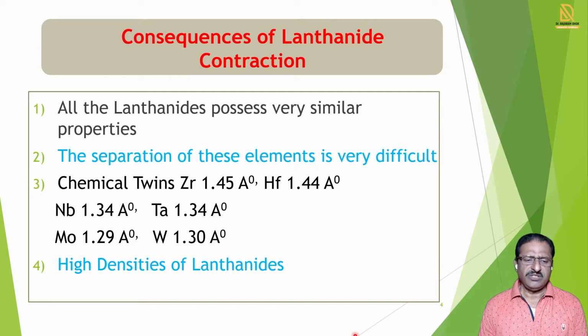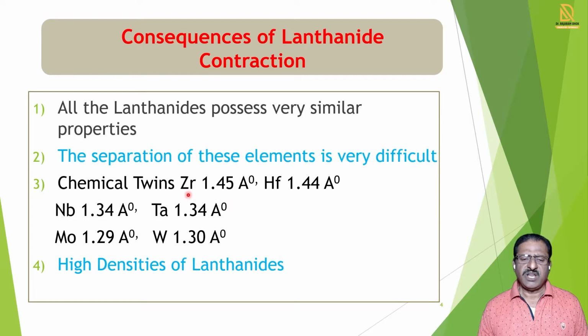Now the third effect of the lanthanide contraction is that some chemical twins are observed. You know twins means two different elements show the same type of property, and that is called twins. In animals also there are twins, in humans also there are twins. Like that, in the lanthanide series elements there are three twins. So remember that: three twins.